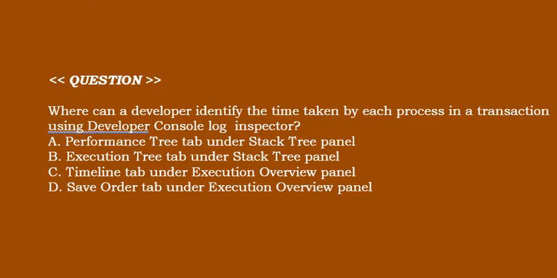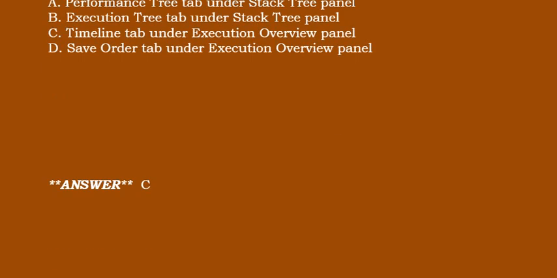Next question is, where can a developer identify the time taken by each process in a transaction using Developer Console Log Inspector? Option A. Performance Tree tab under Stack Tree panel. Option B. Execution Tree tab under Stack Tree panel. Option C. Timeline tab under Execution Overview panel. Option D. Save Order tab under Execution Overview panel. Correct answer is option C.